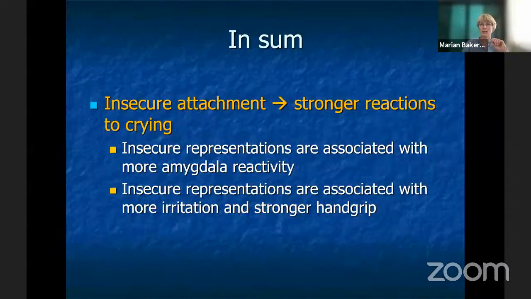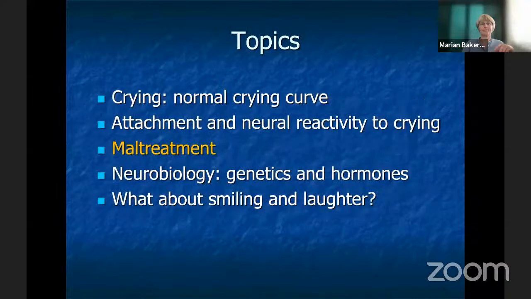So insecure attachment is related to stronger reactions to crying: more amygdala reactivity, more reported irritation, and a stronger hand grip. So that might make you wonder, how is this related to maltreatment?